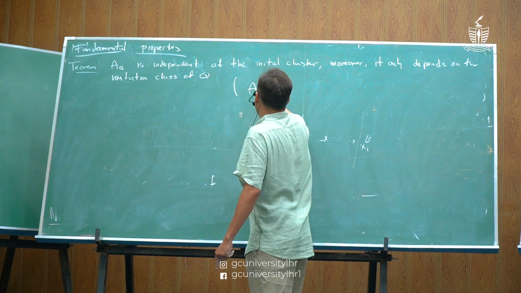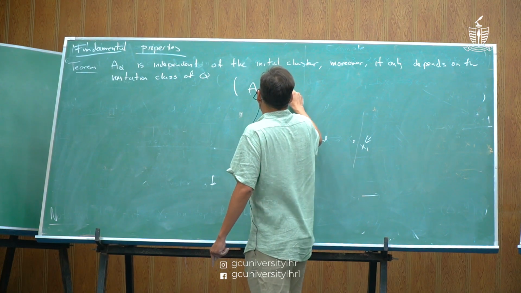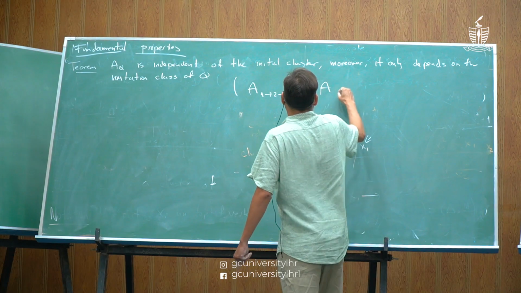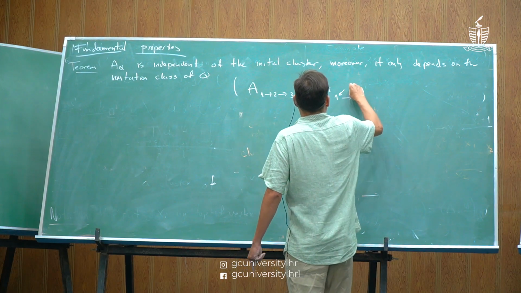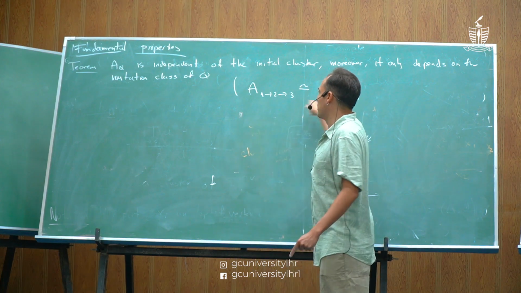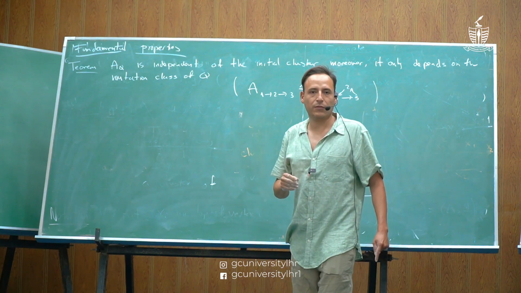For example, I will prove this next class. If I have the cluster algebra associated to 1, 2, 3, this is isomorphic to the cluster algebra associated to 1, 2, 3 with the other orientation, because these two quivers are mutation equivalent.